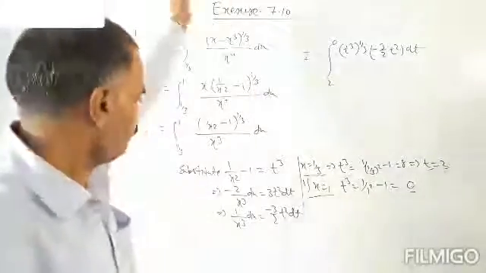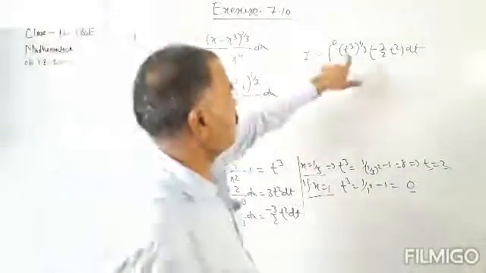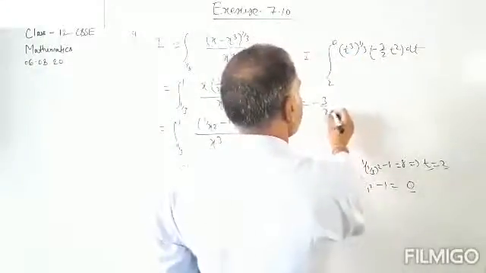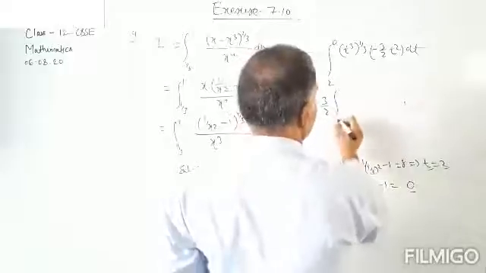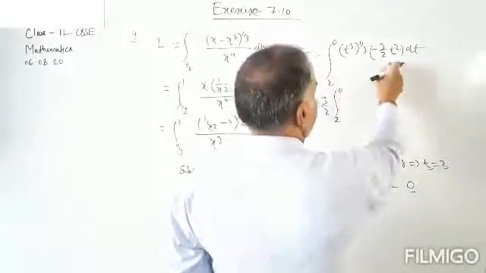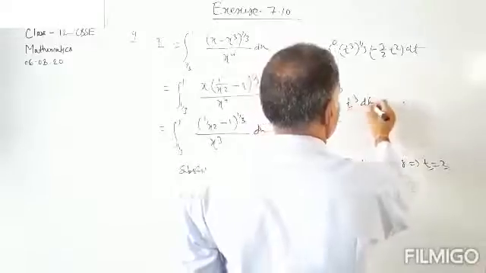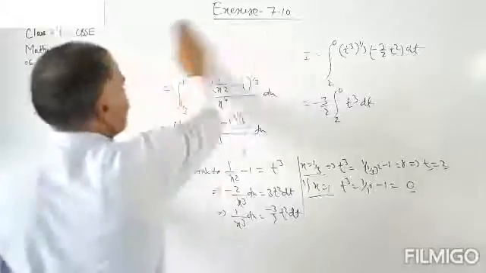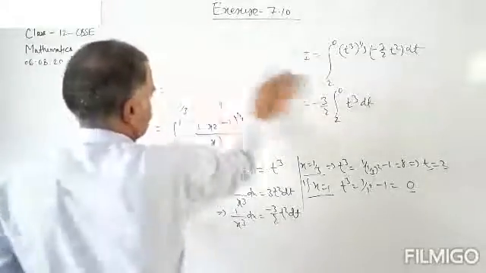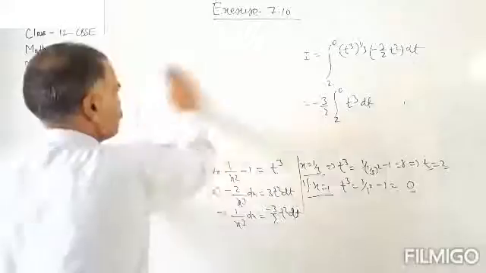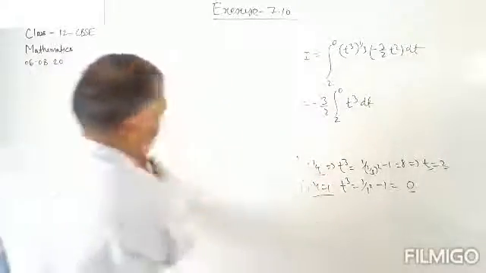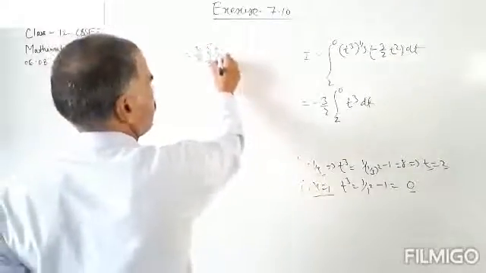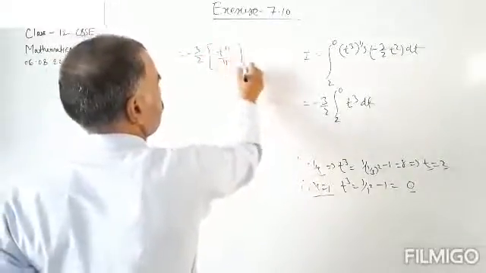Now we have to integrate. t to the power 3 to the power 1 by 3 is t. So minus 3 by 2 is outside the sign of integration, the limits vary from 2 to 0, and this is t to the power 3 dt. Now solve this. After integrating, we get t to the power 4 upon 4, with limits from 2 to 0.